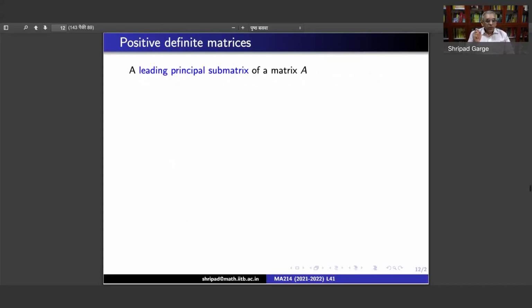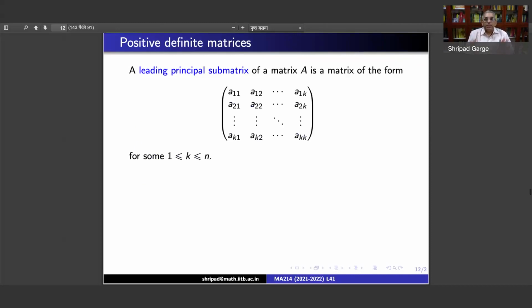Before that, we will need to introduce one small concept. A leading principal submatrix of the given matrix is this particular matrix. You have your n by n matrix. What you do is that you take first k rows, take first k columns. That gives you a k by k submatrix. It's the top left k by k submatrix, which is called the leading principal submatrix.